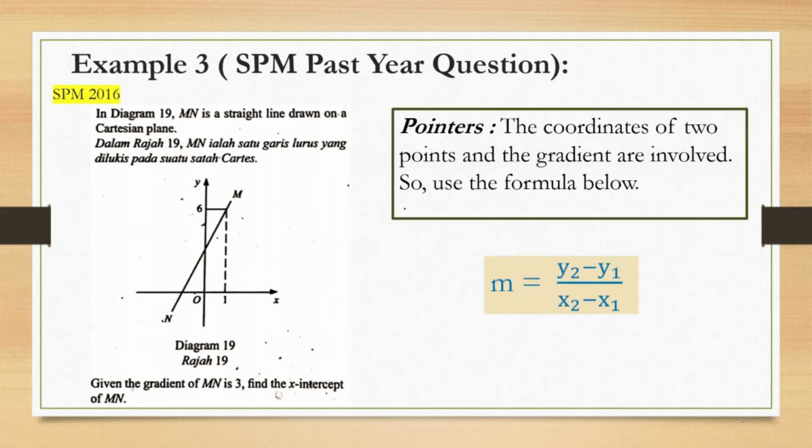So we need to use a different formula, which is m is equal to y2 minus y1 over x2 minus x1. This formula can be used when the gradient and also the coordinates of 2 points are involved. So for this question, yes, the gradient is already given, and it also involves the coordinates of 2 points, the point here and also the point here, which is also the x-intercept that we want to find.